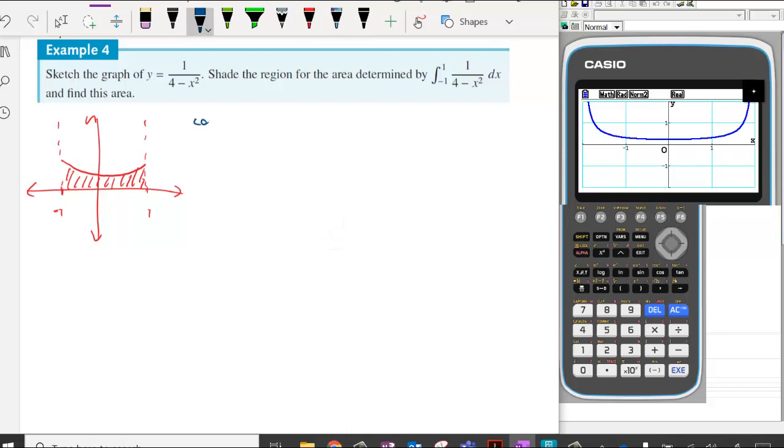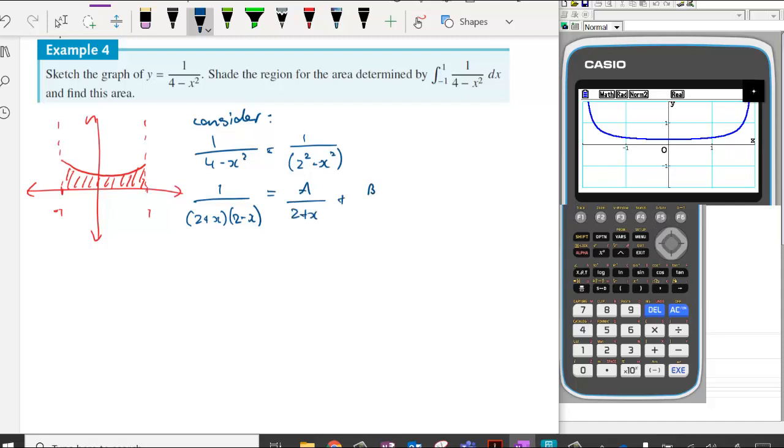Now, that means that we'll have to first consider this 1 on 4 take x squared as 1 on 2 squared take x squared, which means we're looking at it as 1 on (2 plus x)(2 take x). And when we break that up, we've got two linear factors on the denominator, so we've got a over 2 plus x plus b over 2 take x.